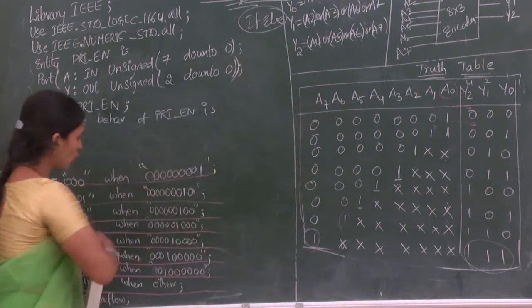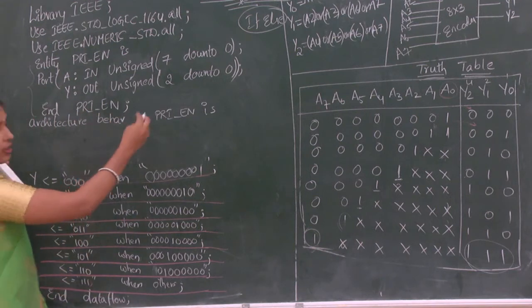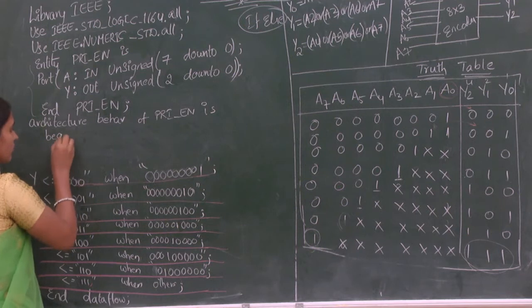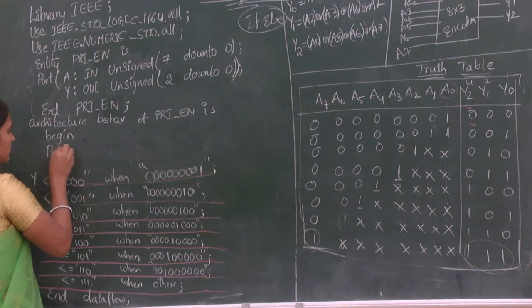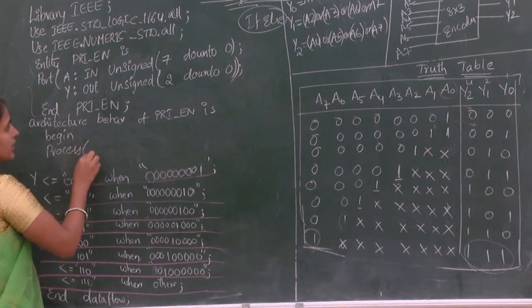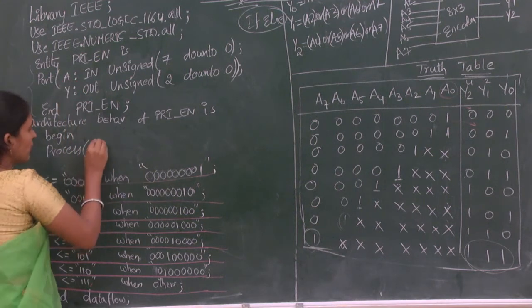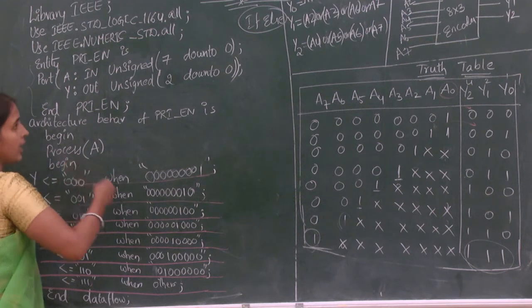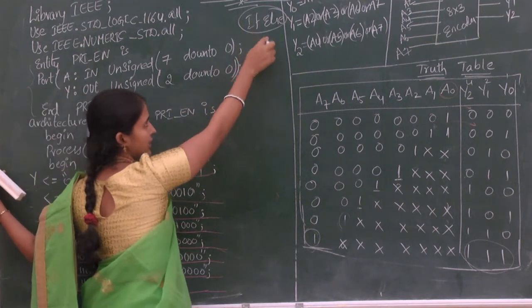This is your data flow model. Now I will be modifying it using the if-else statement. Begin process. What is the input you are taking? A. So I will be mentioning it with A. Again, begin. I said that I will be using the if-else statement.